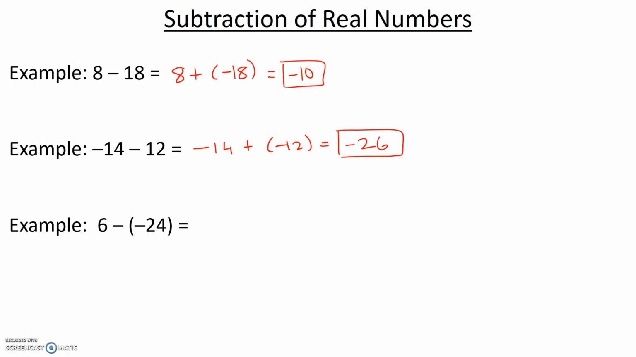6 minus negative 24. We have a negative and a negative back to back. That makes it a positive 24. 6 plus 24 is 30, which is our answer.